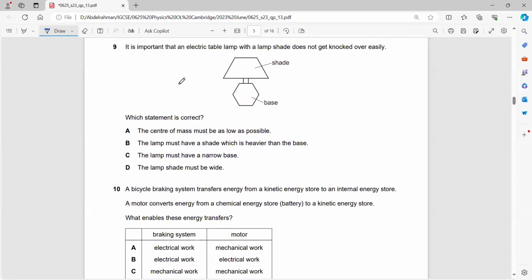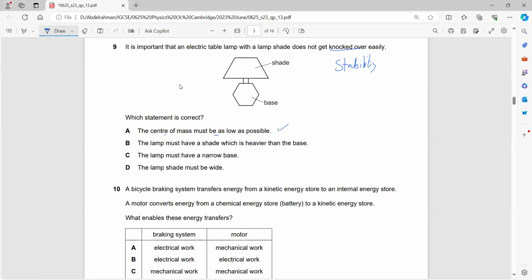It's important that an electric table lamp with a lamp shade does not get knocked over easily. You need to increase its stability. How can I increase the stability? Which statement is correct? The center of mass must be as low as possible. Okay, yes, this is correct.